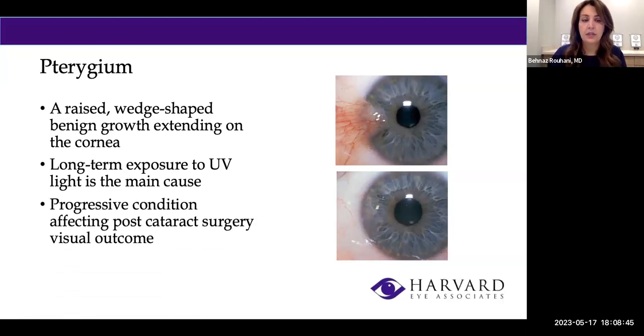And it is a progressive condition, and it can progress after surgery too. So we want to take care of it sooner rather than later for a wide variety of reasons, not only to improve visual outcome after cataract surgery, honestly, but also to help with the cornea health as well. The more it grows over the cornea, the higher the chance of cornea scar tissue formation, not just after surgery, but overall. So the outcome of the vision quality is what matters.